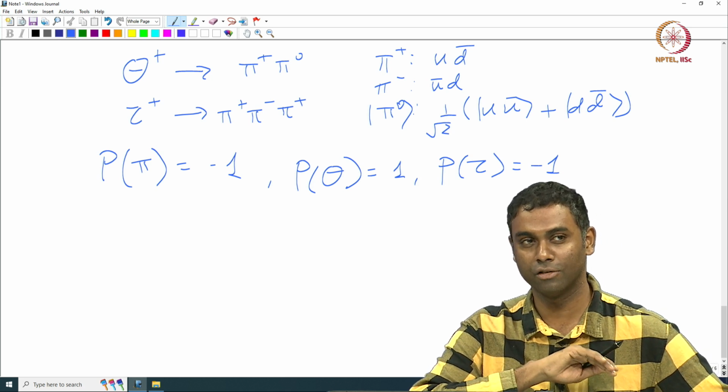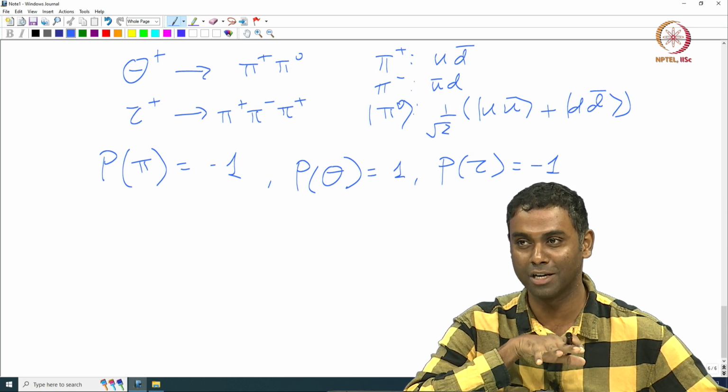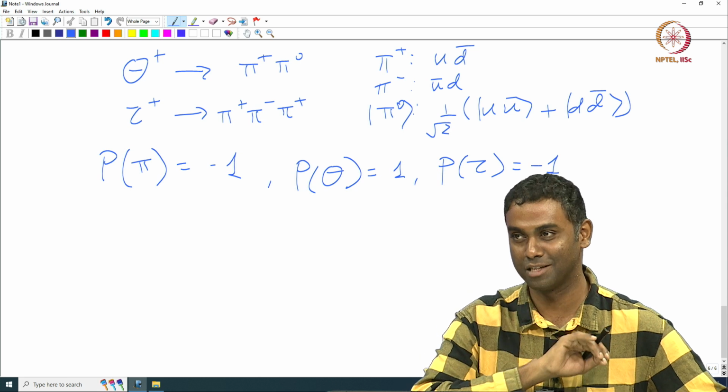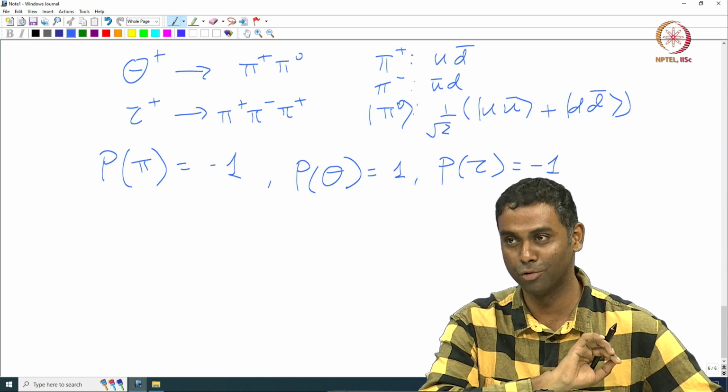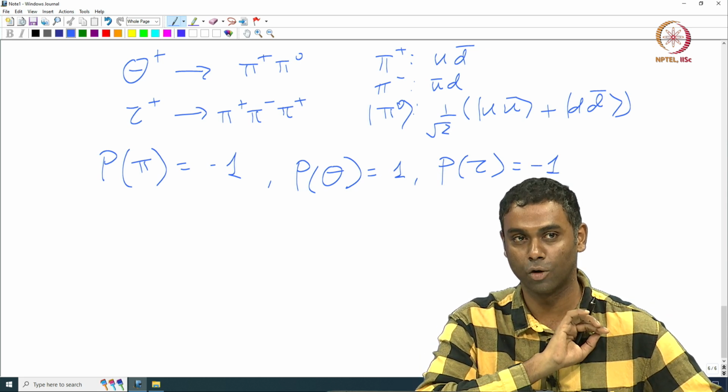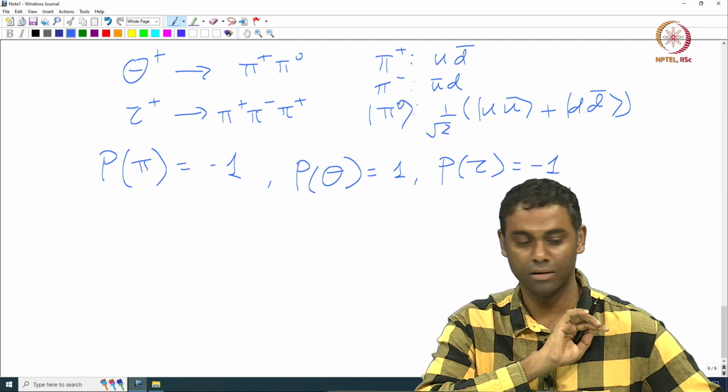Okay, so there was a little sleight of hand here. I just told you something about intrinsic parity. I didn't tell you exactly what intrinsic parity is. So that's what we're going to do now, and then come back to the tau theta puzzle.